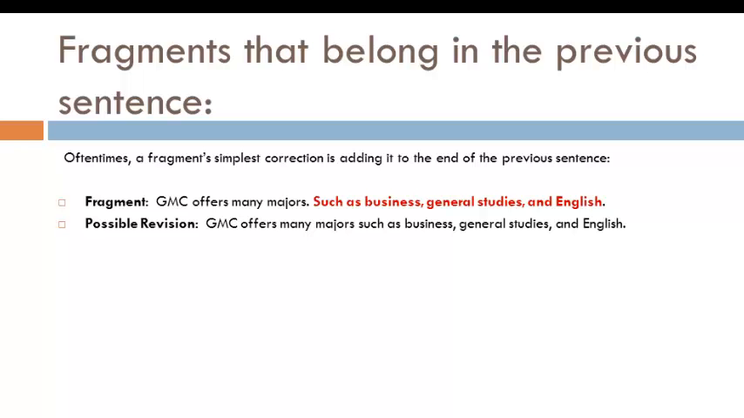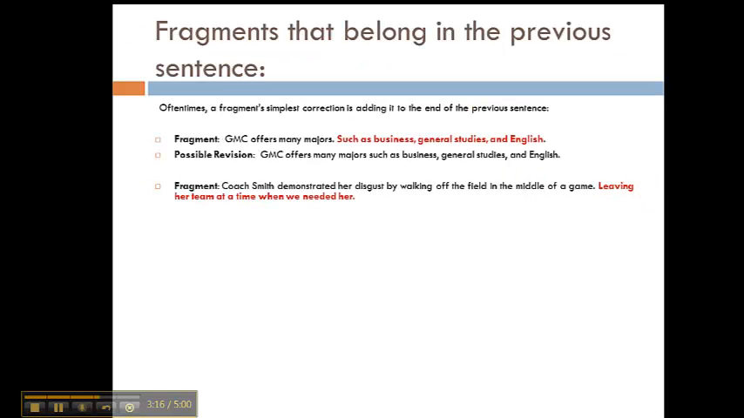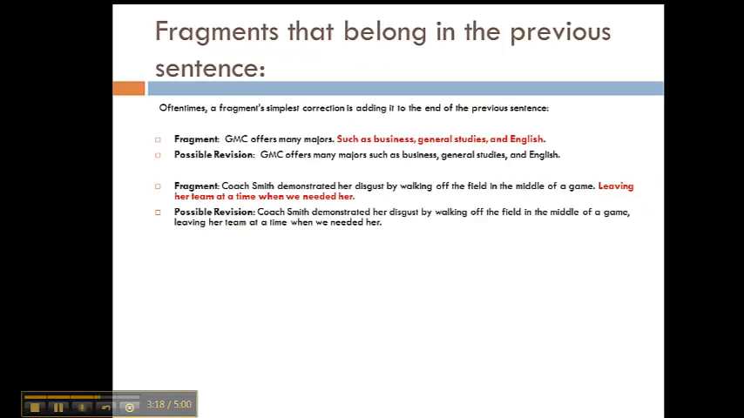You see, there is no reason for that red part to be in its own separate sentence. Same thing is happening here. "Coach Smith demonstrated her disgust by walking off the field in the middle of a game. Leaving her team at a time when we needed her." You can hear that's not really a period there. That needs to just be a comma. The red part, "leaving her team at a time when we needed her," is a perfectly nice part of the remainder of that first sentence. "Coach Smith demonstrated her disgust by walking off the field in the middle of a game, leaving her team at a time when we needed her."